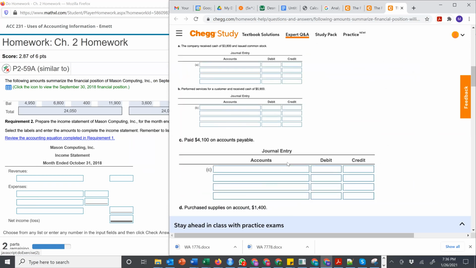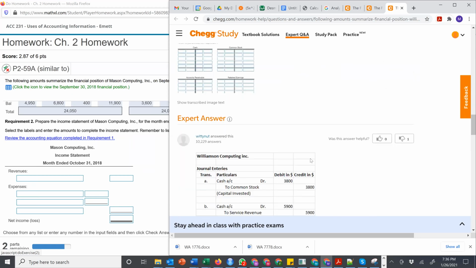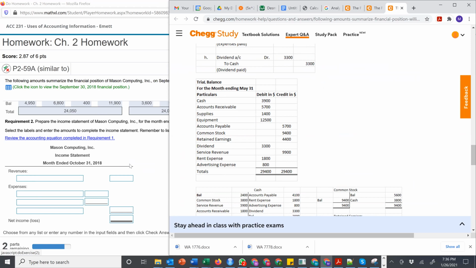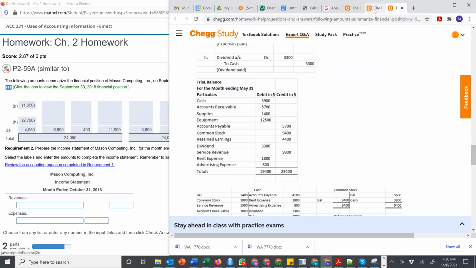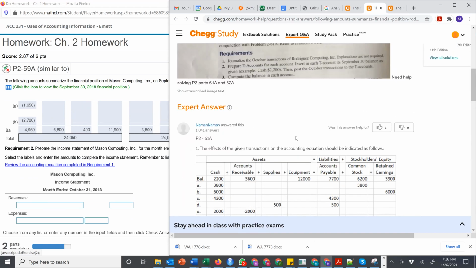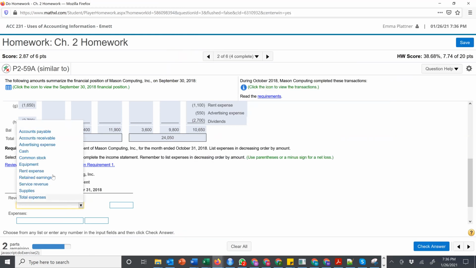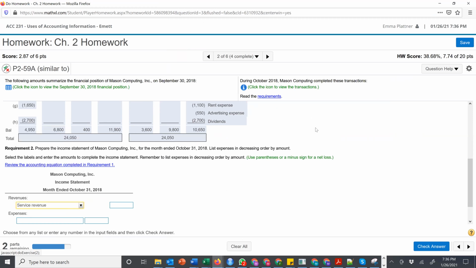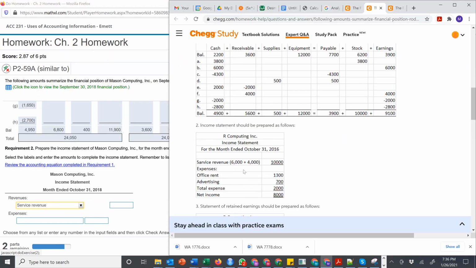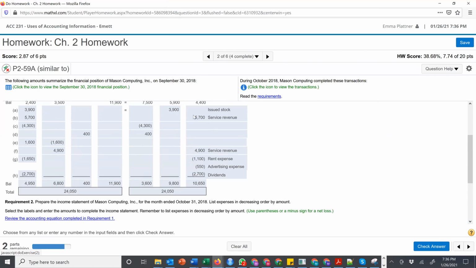Okay, revenues. So here they're telling you the service revenues, which I guess is what we got here. The service revenues are, they say 6,000 plus 4,000, which I don't know where that comes from. I guess it's these two numbers. So you got 5,700 and 4,900. So that's 10,600.